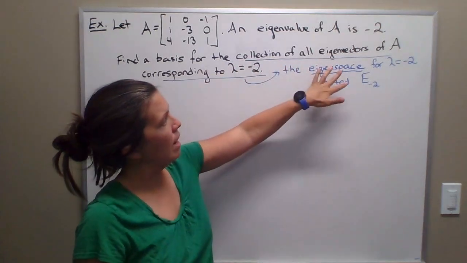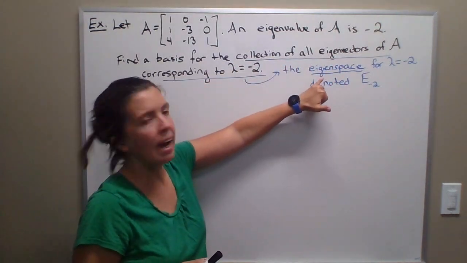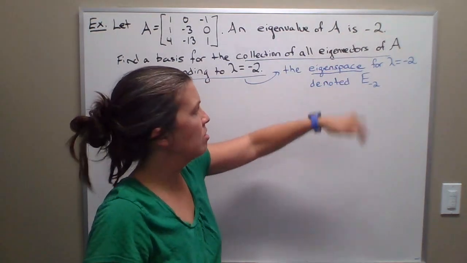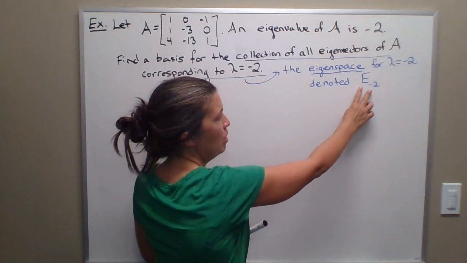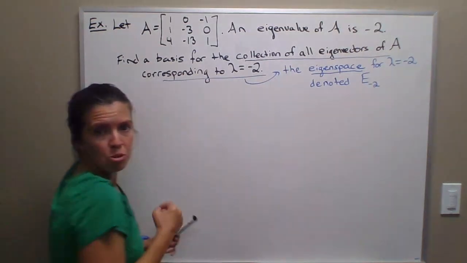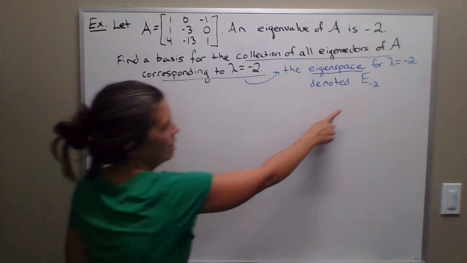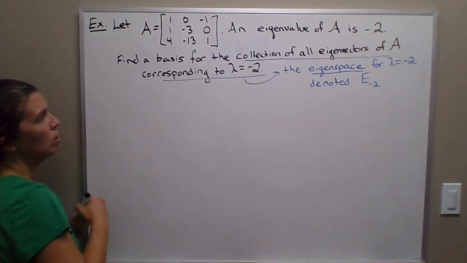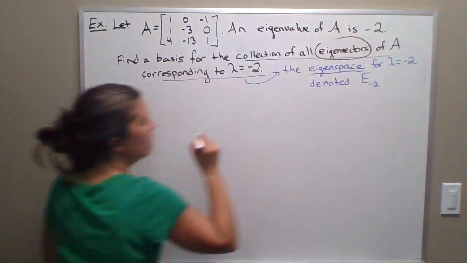The collection of all eigenvectors of A corresponding to a particular eigenvalue is called the eigenspace, in this case for lambda equals -2. And there's some specific notation for that. This E with the subscript -2 refers to the eigenspace corresponding to the eigenvalue -2. All right, so we're solving for the eigenvectors.